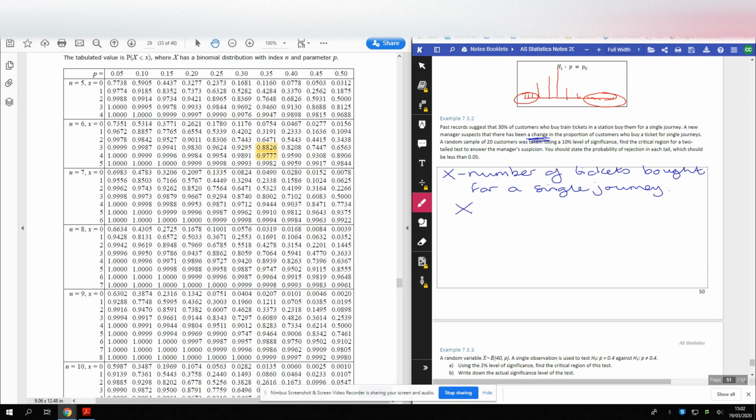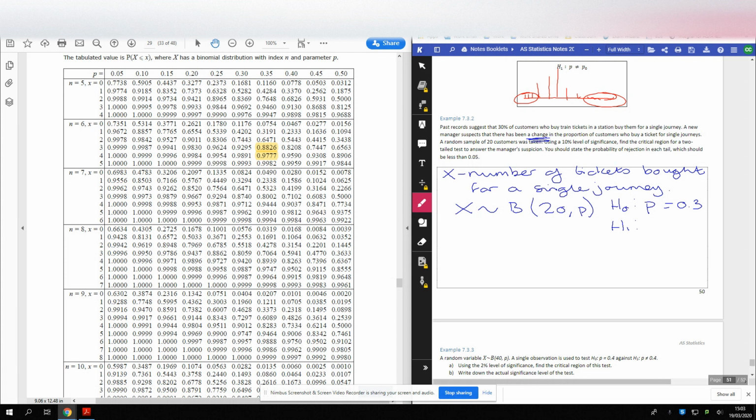Stating the distribution then, we've got X ~ B(20, p), where p is the probability. We need to state our null hypothesis. So H0: p = 30%. That has to be the information that you are given in the question, so your null hypothesis has to be equal to something. You have to take the information in the question, and that's what we're seeing if it's working or not.